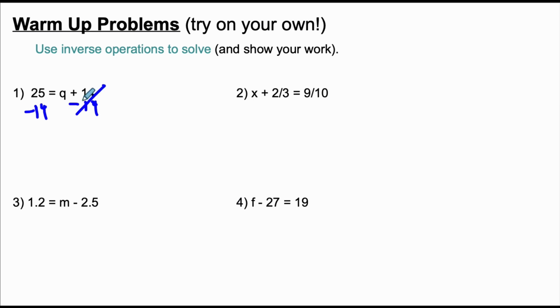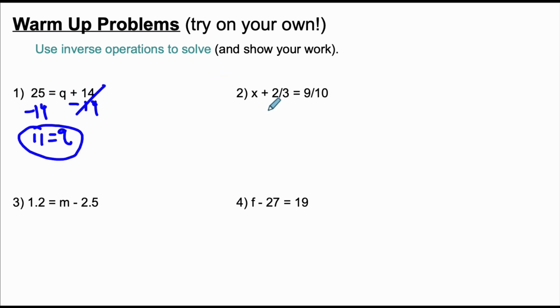And 14 minus 14 cancels out, leaves Q isolated by itself. And on this side, 25 minus 14 is 11. And so I have my solution. Q equals 11. I know that's a solution because if I take 11 and substitute it in for Q and go back and check, 11 plus 14 is 25.